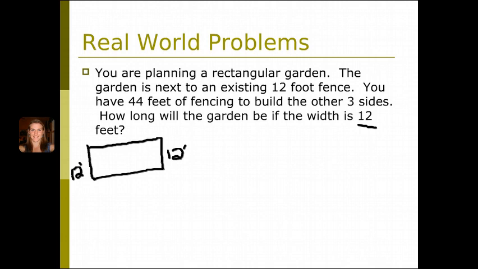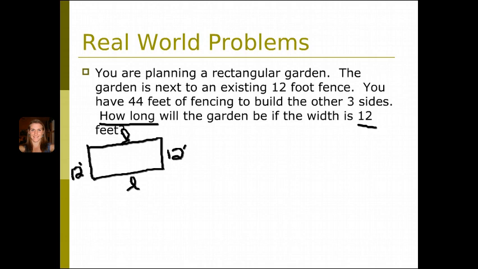We have 44 feet of fencing. Well, do we know how long it's going to be? Absolutely not. That's what it's asking us to find in the question. But we do know that both of those sides add up to the 44 feet of fencing. Okay, so now let's do what our perimeter formula tells us to do.